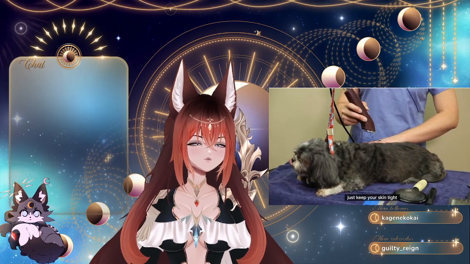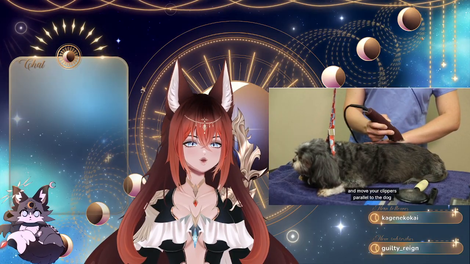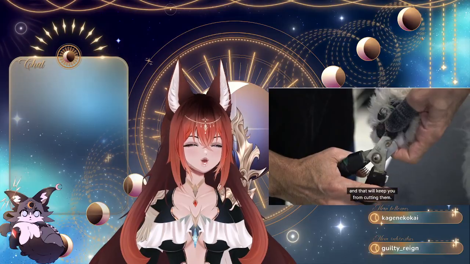Oh, okay, wait. Just keep your skin tight and move your clippers parallel She's to not the actually dog, saving and the that will dog. keep I was you about from to say, cutting. I was like, she doesn't have a Nail mat.